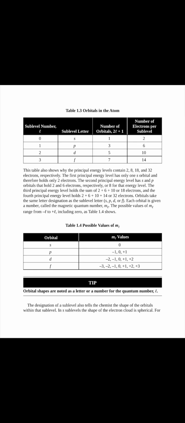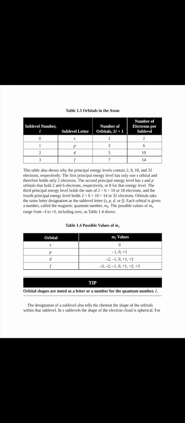Table 1.3, Orbitals in the atom. For the s sublevel, there is 1 orbital, and it can hold 2 electrons. For the p sublevel, there are 3 orbitals, and they can hold 6 electrons. For the d sublevel, there are 5 orbitals, and they can hold 10 electrons. For the f sublevel, there are 7 orbitals, and they can hold 14 electrons. This table also shows why the principal energy levels contain 2, 8, 18, and 32 electrons, respectively.